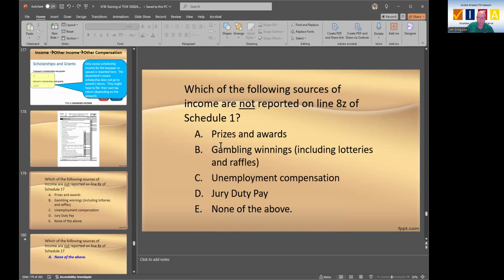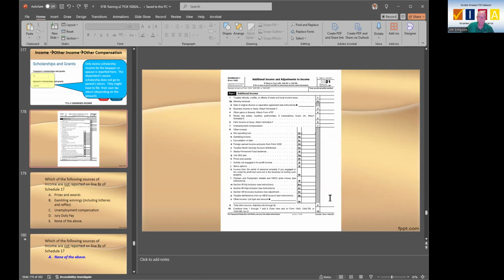Prizes and awards. Now, we're looking for what's not reported. Prizes and awards, gambling winnings, unemployment compensation, jury duty pay. Well, let's go back and look at that form and see what kinds of things would be separately stated here. Business income, rental, unemployment compensation, that goes there. Other income, gambling, cancellation of debt, jury duty. Oh, there's one there for jury duty pay too, right?